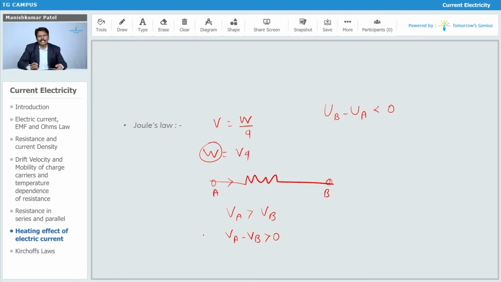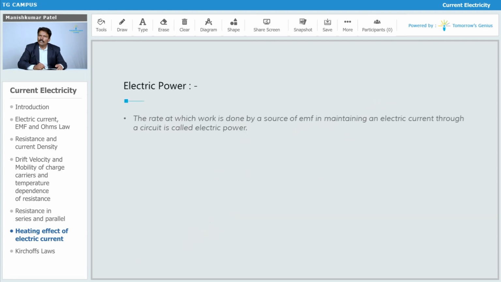Obviously the conductor gets heated, because the charges have to flow through the resistance and overcome it, and because of this the heating effect occurs.